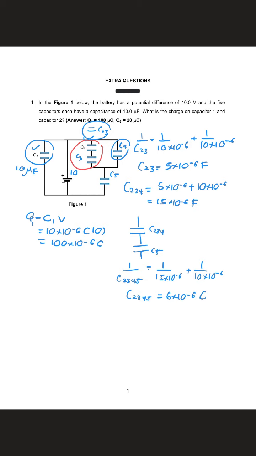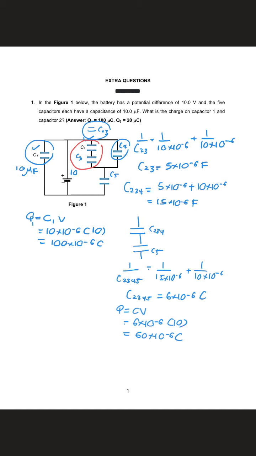Once you're done with that, you need to find the Q first, the Q equivalent, which is the Q for 2, 3, 4 and 5. Use the formula Q equals CV. C is 6 power of -6, connected to a battery of 10 volts, so you get 60 power of -6 coulomb. To solve this kind of question, you already combined C2 with C3, C23 with C4, and C234 with C5. Now you reverse your steps and open it in the reverse way.